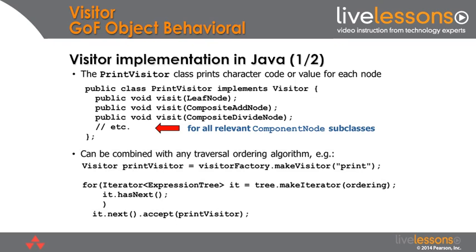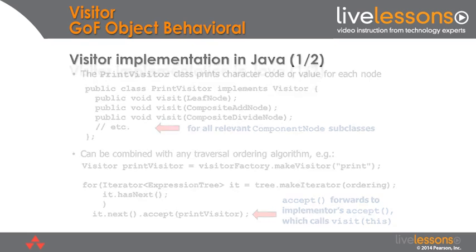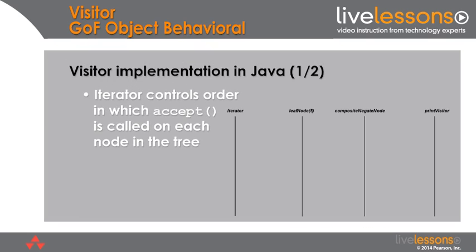We can then use a print visitor instance with any traversal algorithm. So we go ahead and use a factory to make ourselves a print visitor, and then we're going to go ahead and create an iterator with whatever order we happen to want: in order, post order, pre-order, level order, and whatnot. And we iterate through the particular order using the strategy pattern we talked about before. And at every step along the way, for each node in that traversal, we're going to have it accept the print visitor. The accept method, of course, will forward to the implementer's accept, which itself then turns around and calls visit. So let's take a look and see how this might work as an interaction diagram.